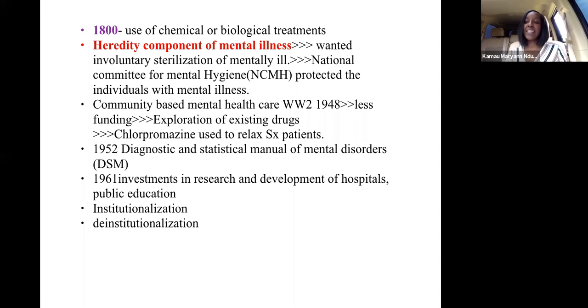So there was a need to deinstitutionalize them, by creating halfway places and community hospitals. A halfway place is not a mental facility, and they are not completely released into society. It helped them transition from hospital back into society.